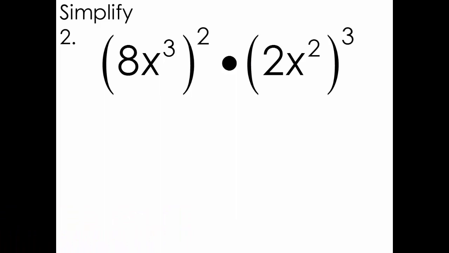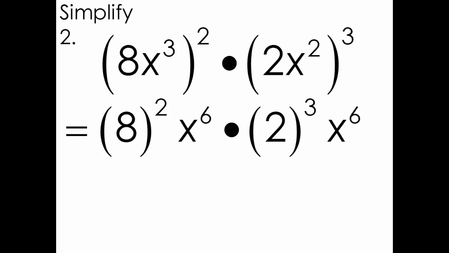On the first one, we're going to distribute the 2 to each one of the exponents. On the second one, each of them gets the third power. Anytime you have a power to a power, it causes it to multiply. Then we can use our calculator to simplify those powers.